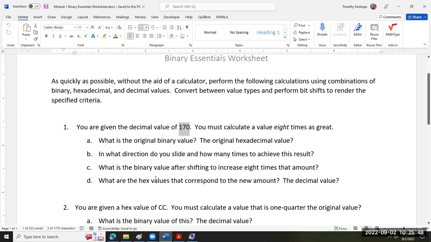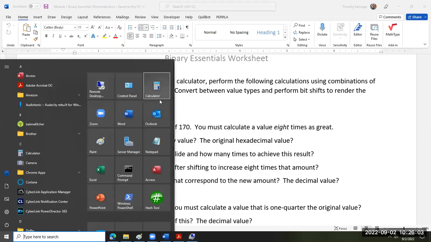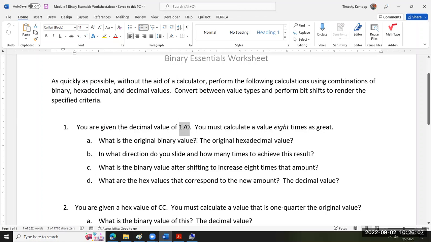And there's 2 ways to do this. You can grab your handy dandy calculator and just take 170 and punch it in and cheat and fill these things in. But as a matter of principle, I don't want you to do that. What I want you to do instead is something like this. All right, so I have a worksheet here. So what's the original value?